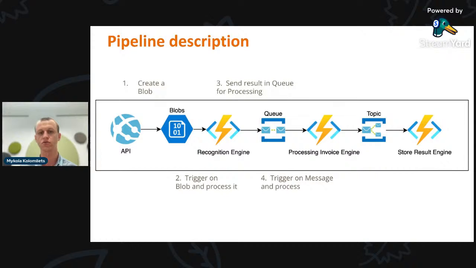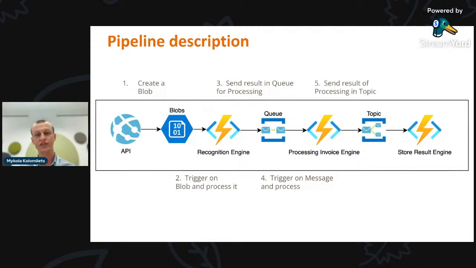The processing engine is triggered by this message and processes it by different business rules. It can be static rules, it can get some data from the database for processing, and so on. So it doesn't matter here. We know that this component will process this document somehow.